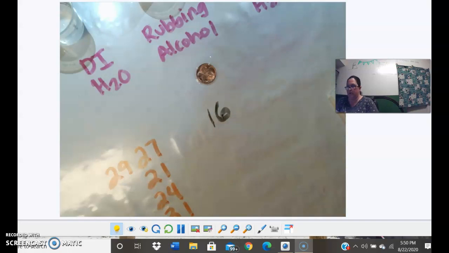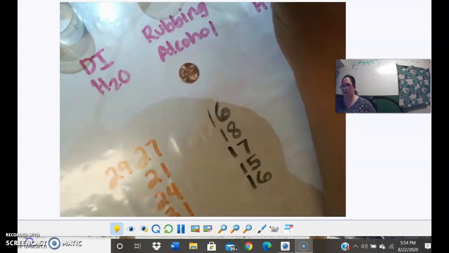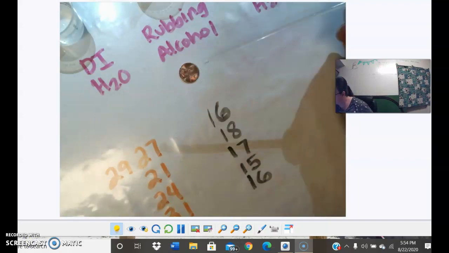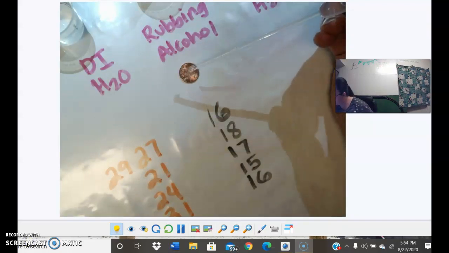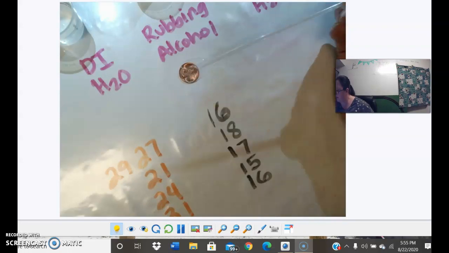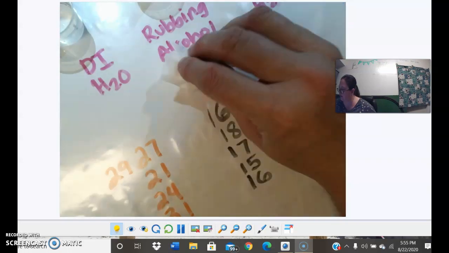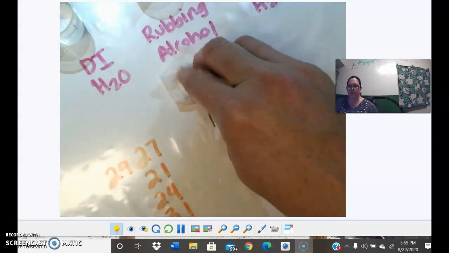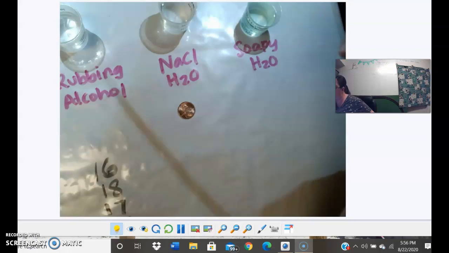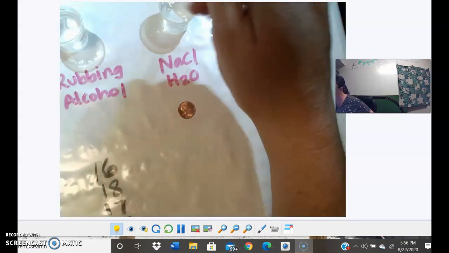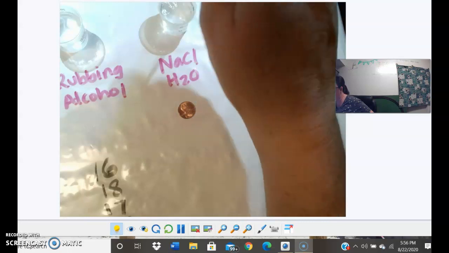All right, so let me clean that up. Round 5, rubbing alcohol. 1, 2, 3, 4, 5, 6, 7, 8, 9, 10, 11, 12, 13, 14, 15, 16, 17, 18. There we go, pretty consistent. Get that cleaned up. I have a new dropper, so I don't want the rubbing alcohol mixing in with this distilled water.